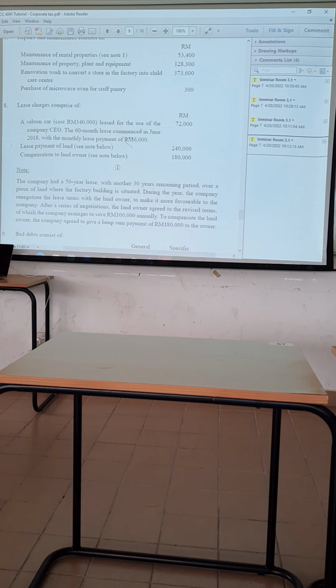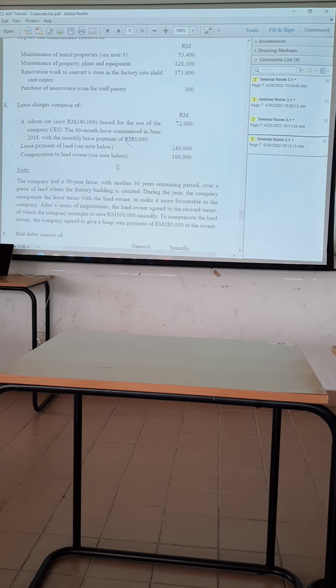So you start leasing in June 2018. So now you're talking about September, isn't it? Year end is September 30th. So you have to compute from June. So this one June, year end is September. So it's within 1 year. So you have to compute from June 2018 until September 2019. How much is the rental? 72,000.